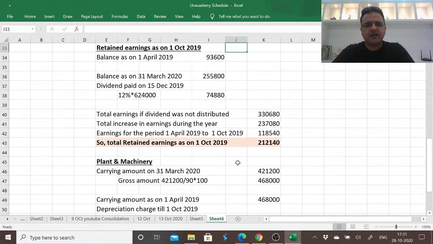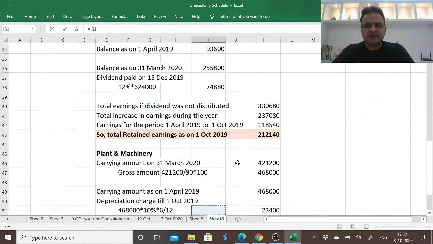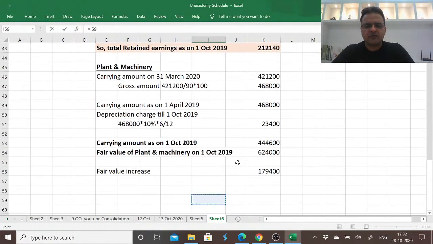So one thing sorted, in case of land and building, in case of inventories, in case of trade payables, the fair value increase was given to us. The plant and machinery increase was not given to us, so we have calculated it as 179,400 is the fair value increase.